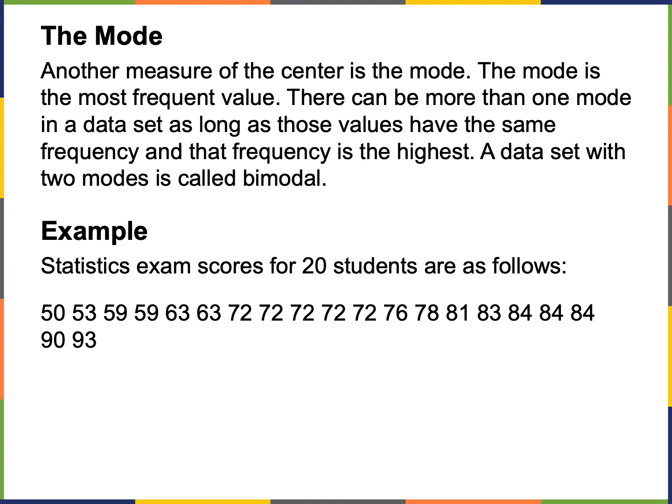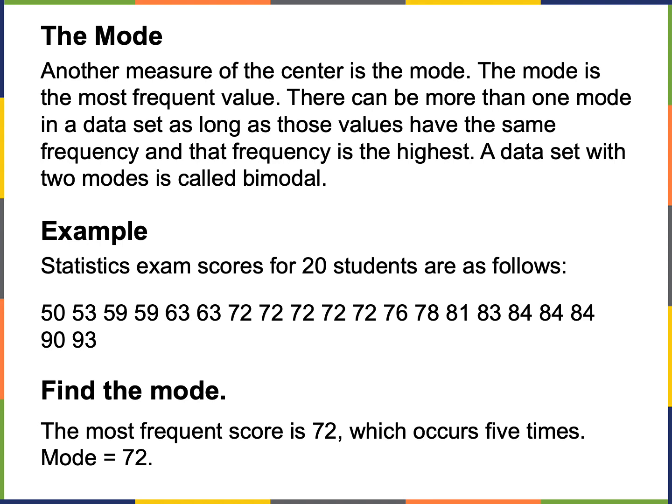So here's an example. We have 20 scores for 20 students here, and you'd ask which of these numbers occurs the most. You can see right away, it looks like 72 occurs the most. It pops right out at you. So your mode would be 72. That's pretty much it.